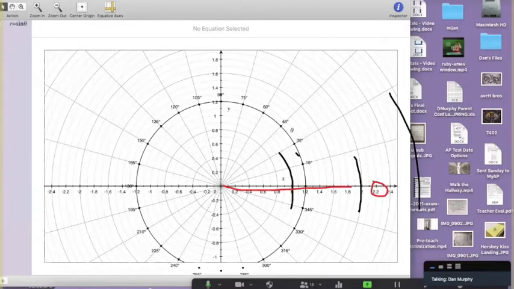I'm going to work in degrees for now. In calculus, all of your work, all of your integration and derivatives, is going to be in radians. This is a preference. I just see things better in degrees. And notice that we go counterclockwise.